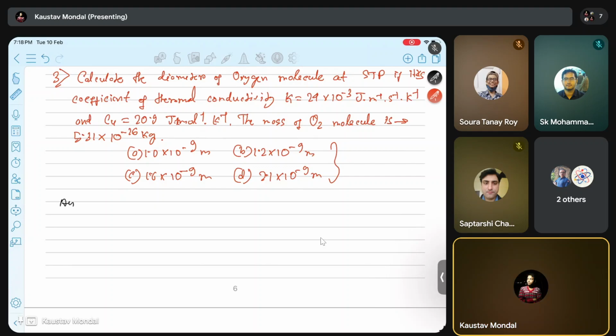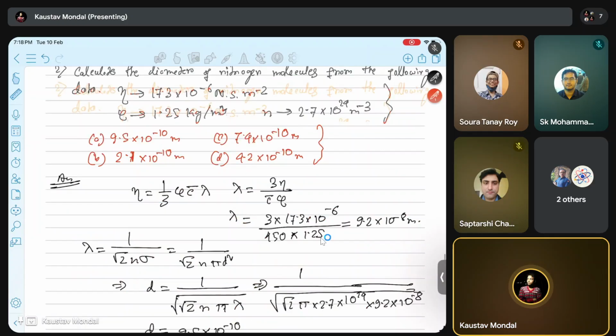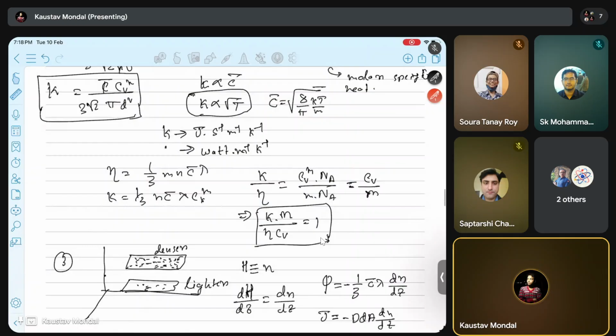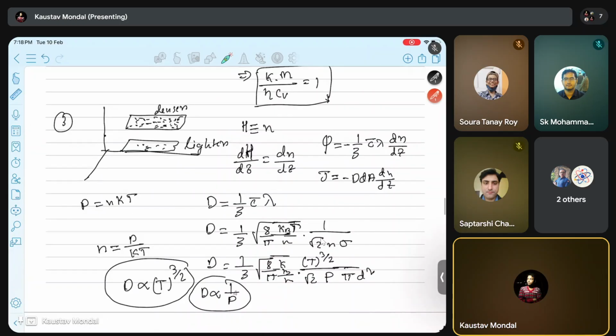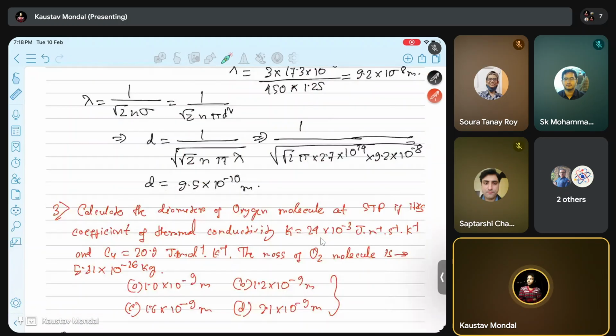To solve the question, first you have to calculate the c bar, that is the average speed. First what we need is the expression of the thermal conductivity K. That requires many things. As you can see, 1 by 3 density c bar lambda and the heat capacity CV, that is already mentioned. So we have to substitute all of this.